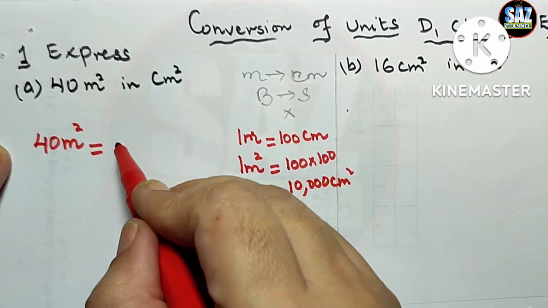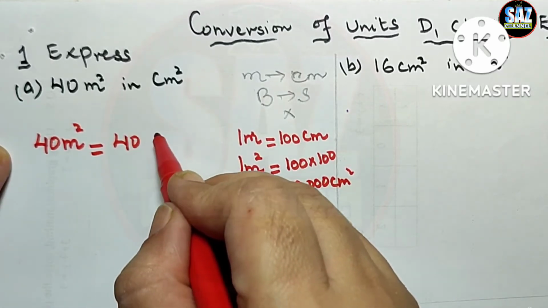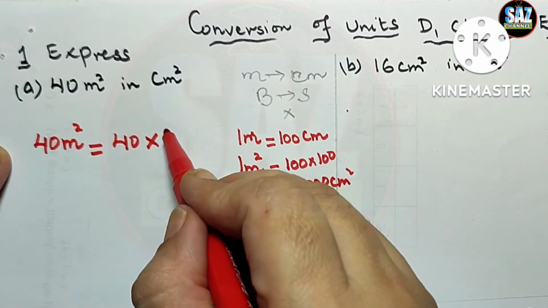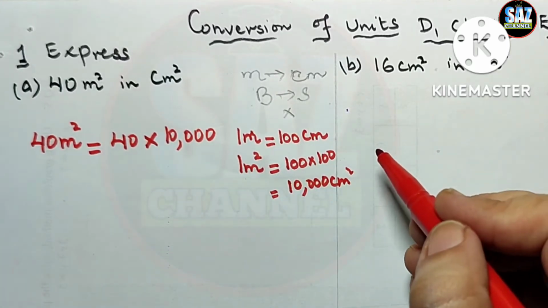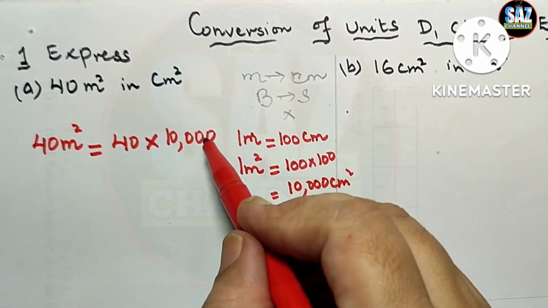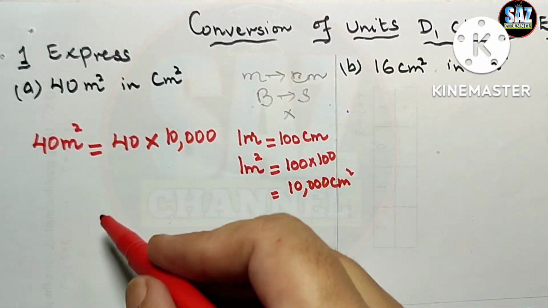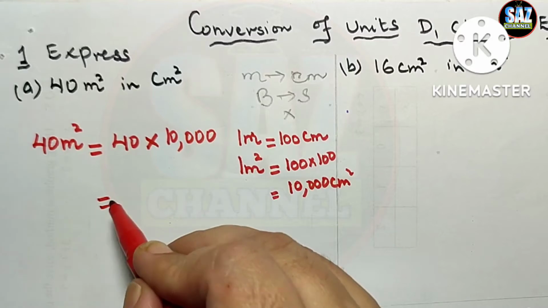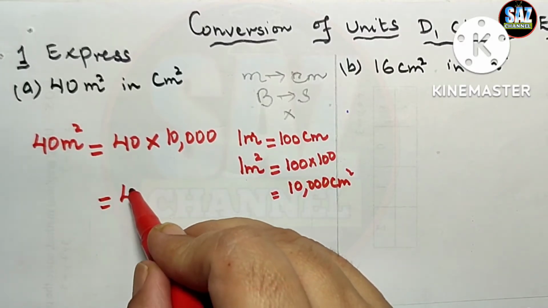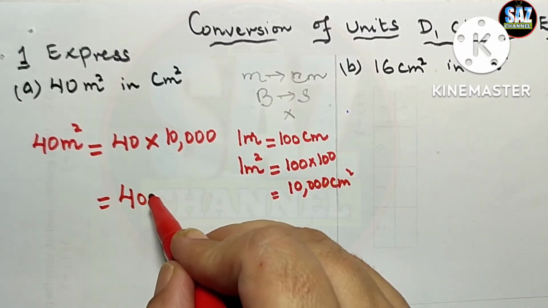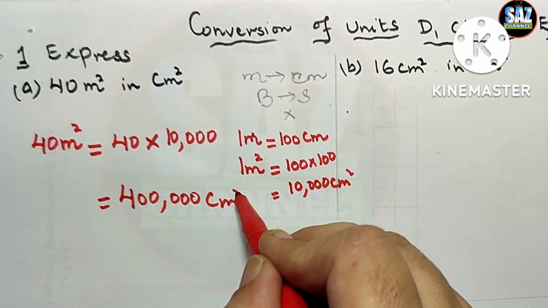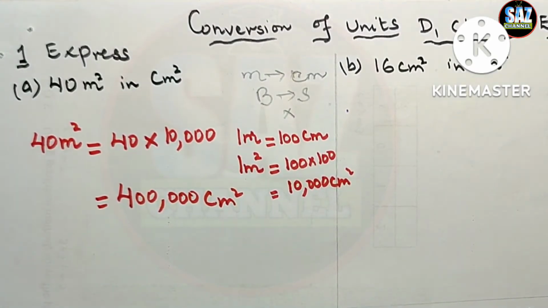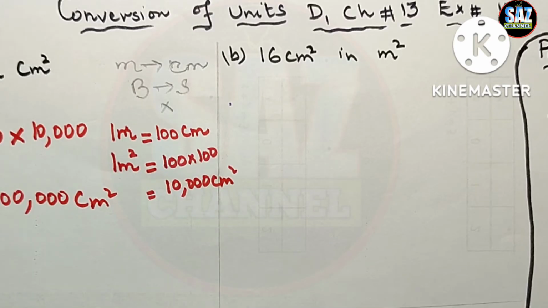So in order to convert 40 meter squares, this 40 will be multiplied by what? 10,000. This is units 10, 100, 1000 and 10,000, and the simple rule of multiplication of zeros. So the answer is 400,000 centimeter square. Really easy question. And the second part is 16 centimeter squares in meter squares.